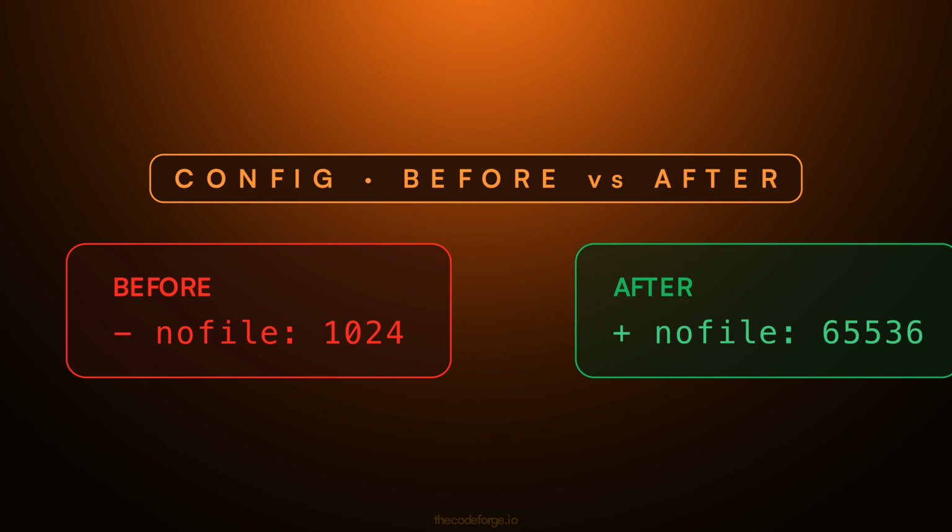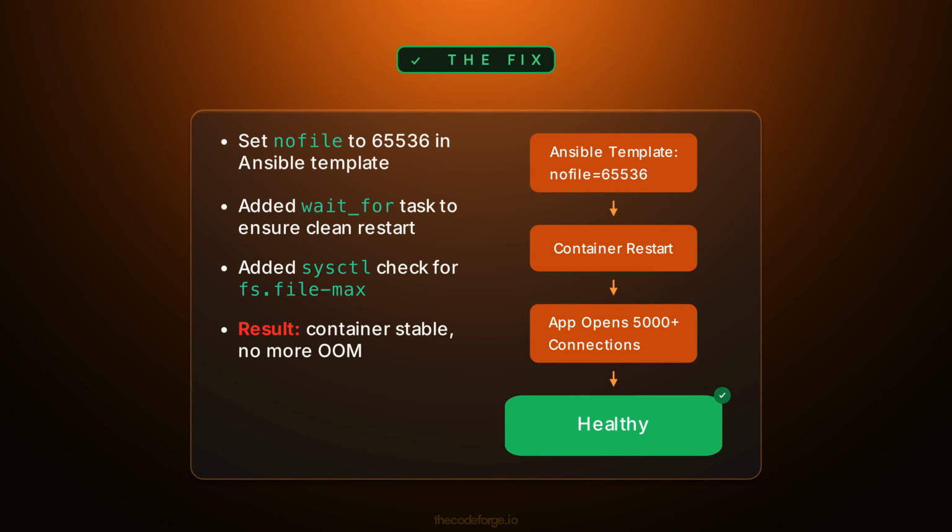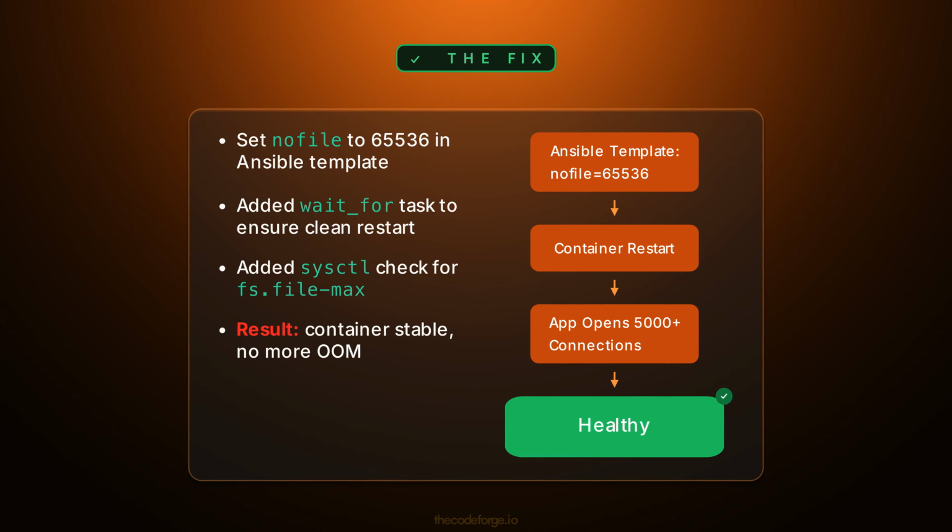The Ansible playbook reset nofile to 1024, but the application required 65,536. On container restart, the file descriptor limit was hit, causing OOM. The fix was to set nofile to 65,536 in the Ansible template and rerun the playbook. We also added a wait_for task to ensure the service restarted cleanly, and a sysctl check to alert if fs.file-max was below 100,000. The container stabilized and the OOM stopped.